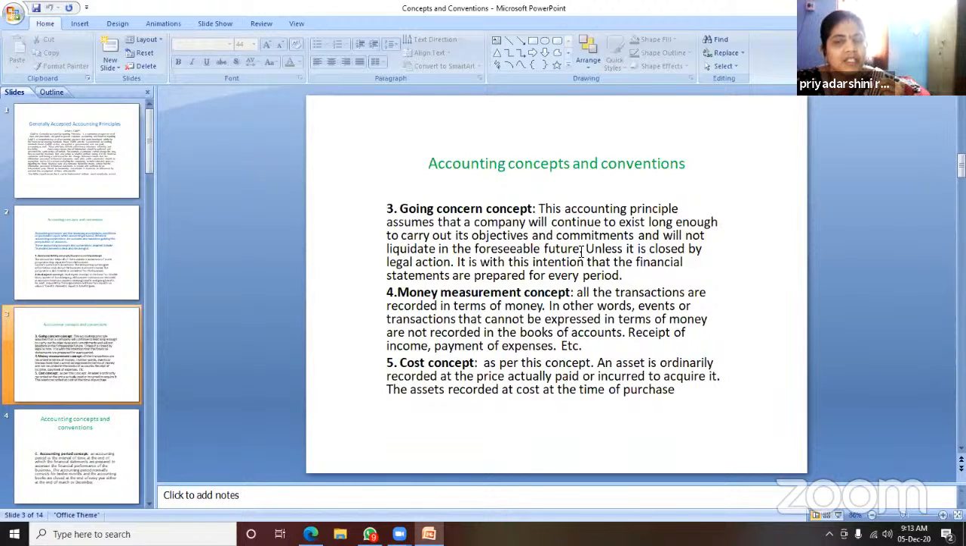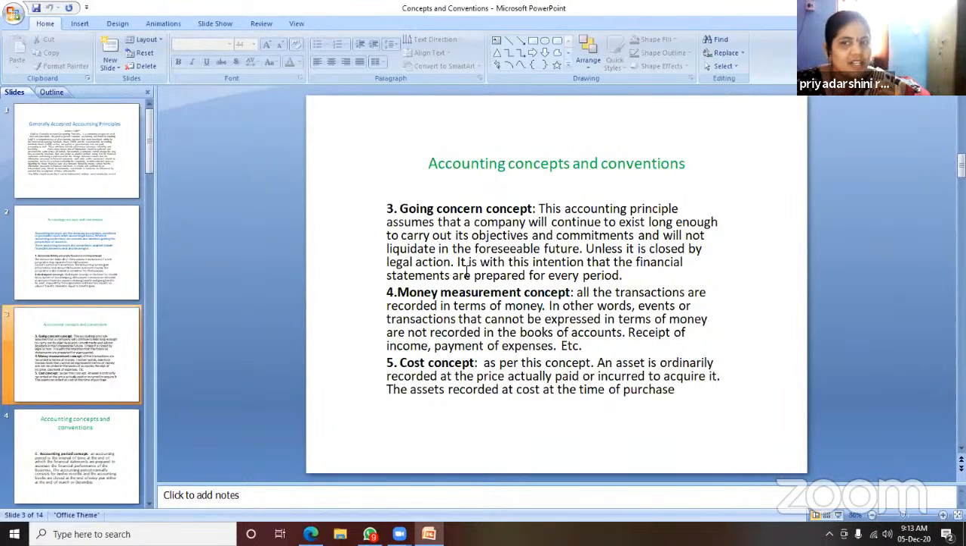So any person who is entering into business will assume that his business is not going to end in the near future. That means whatever business he started, it is continued by his next generations. In that view, he starts his business. He is not going to end his business in the near future, unless and until it is closed by legal action. Legal action means if the owner becomes insolvent, meaning he is not able to pay off his debts, then legal action takes place. Force of law is enforced here.